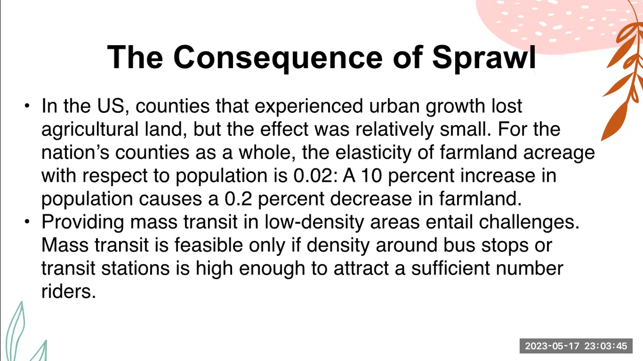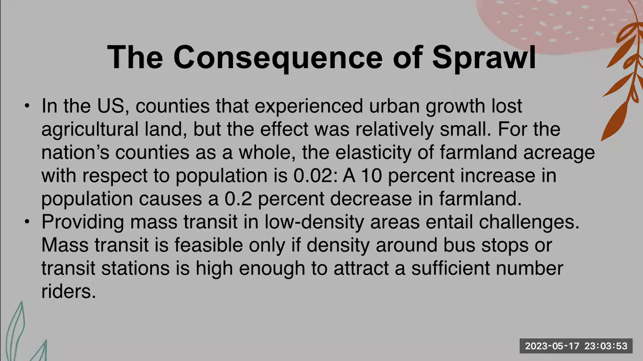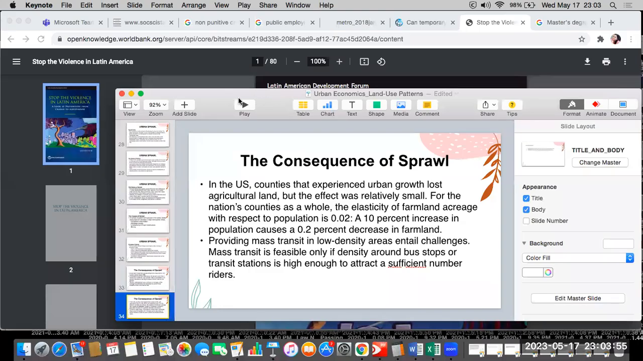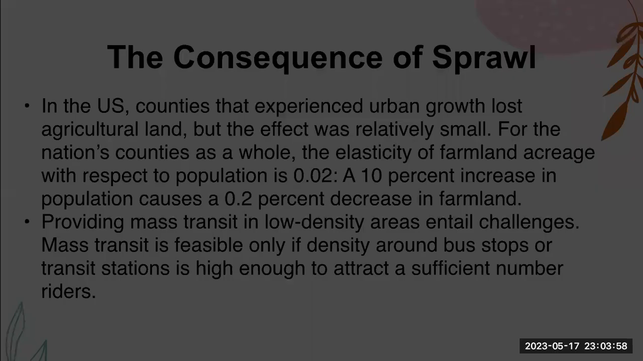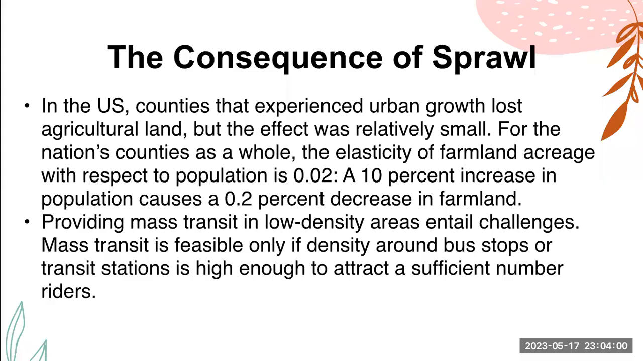So in the United States, counties that experience urban growth lost agricultural land, but the effect was relatively small. So for United States counties as a whole, the elasticity of farmland acreage with respect to population is 0.02, meaning a 10% increase in population causes a 0.2% decrease in farmland.